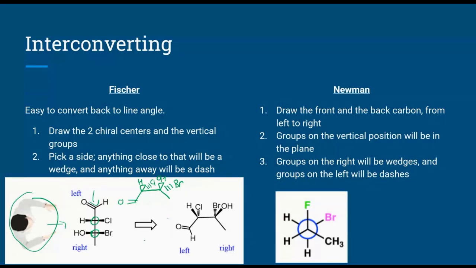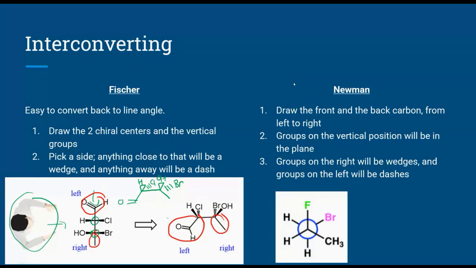And so this is a lot easier than trying to go from line angle to Fisher because now you don't really have to check chirality. You're just drawing it in this formation. But the important thing is you have to make sure that these two groups point downward, or else it will actually change the chirality. So that's a big thing about Fisher. The two end groups have to be pointing down, okay?